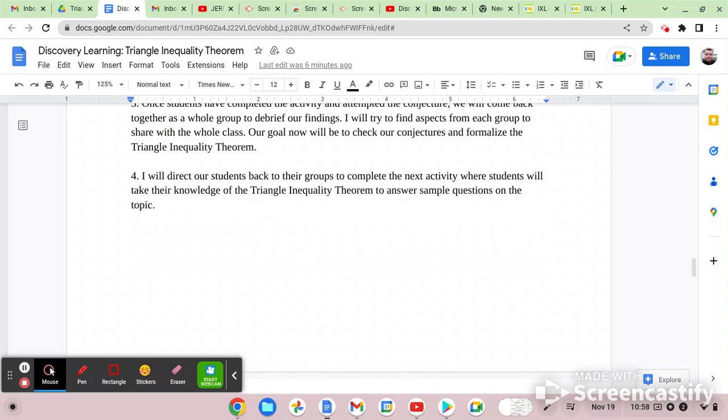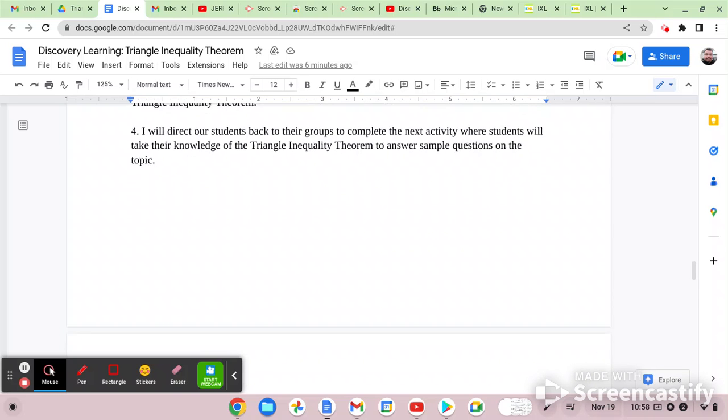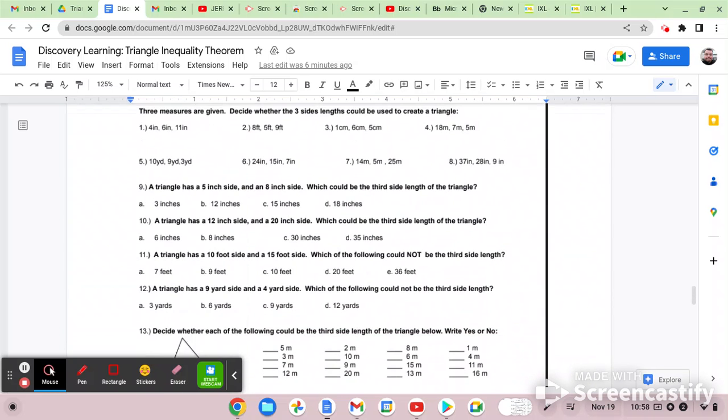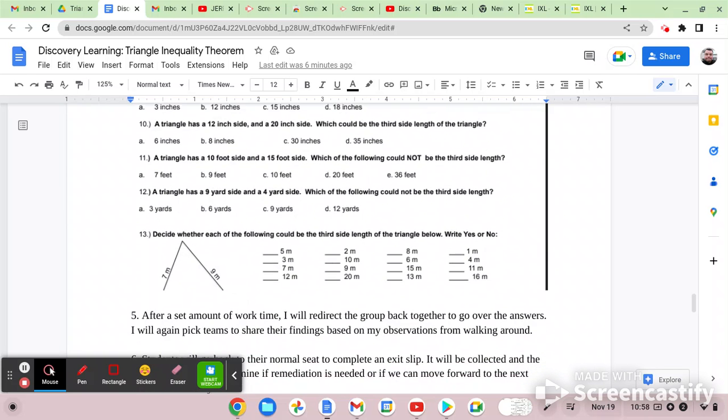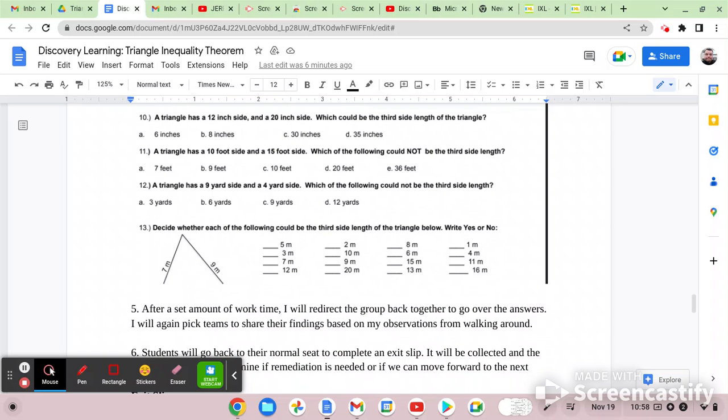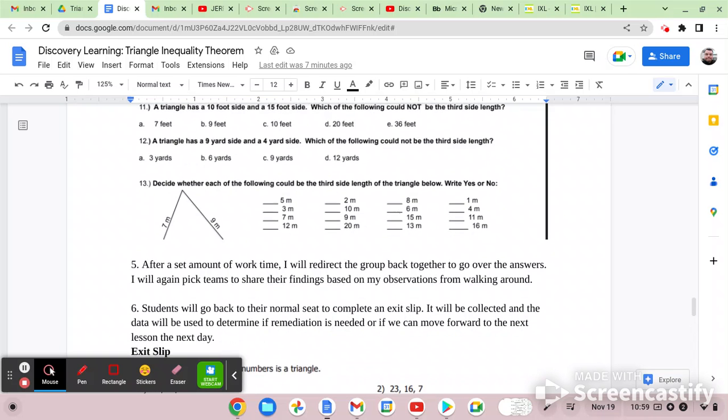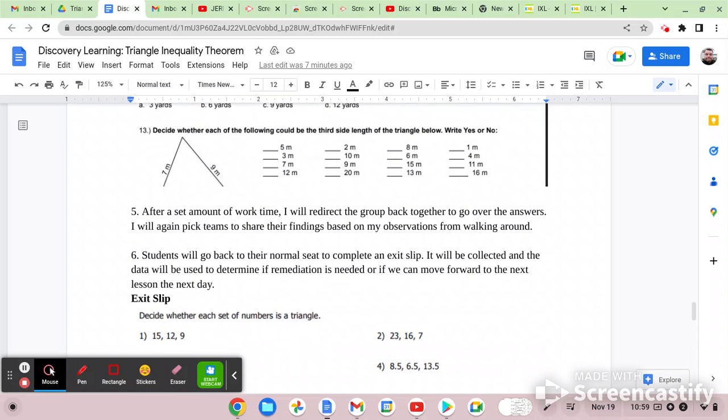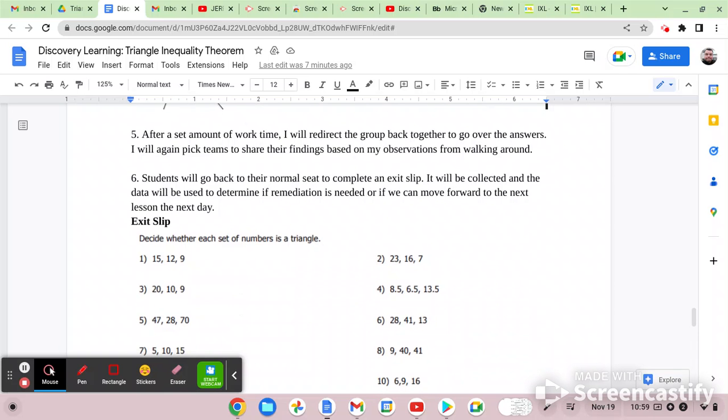Then I'm going to get them back to their groups after that formalization, and they're going to have a piece of paper where they, as a group, are going to be figuring out first, if I give you 3 measures, can it be a triangle? If I give you 2 lengths, what does the third have to be? And then it opens up to question 13, which is multiple parts, where you've got a 7 and a 9, and you have to figure out all the possible lengths for that remaining side of the triangle. We'll come back together as a group, go over our findings for the whole page, and take any questions that people have.